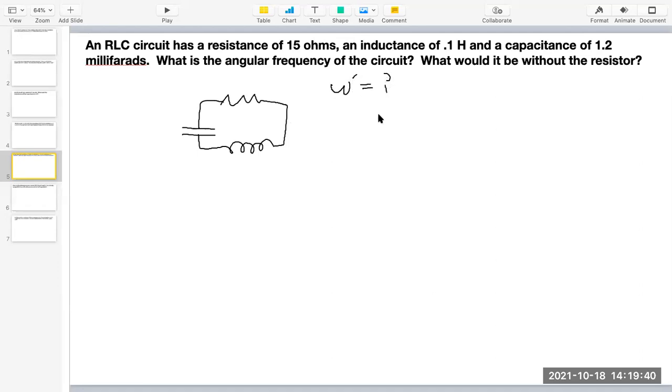So the angular frequency would be given by the omega prime equation. We need to take into account how the resistor changes the frequency. And then without it, you just use the equation for an LC circuit. So, plug and chug.